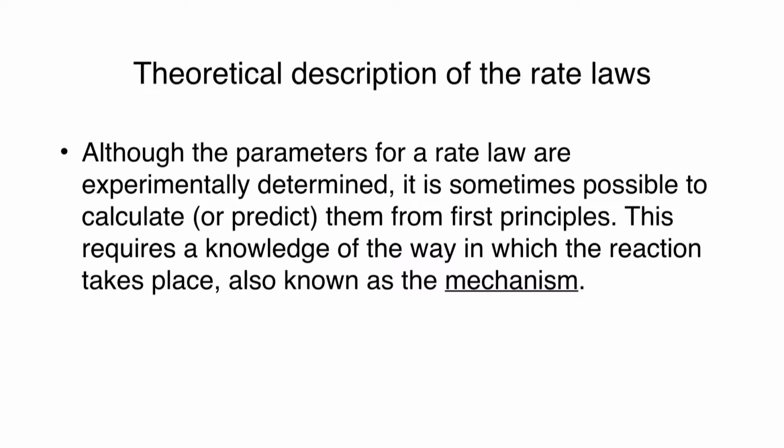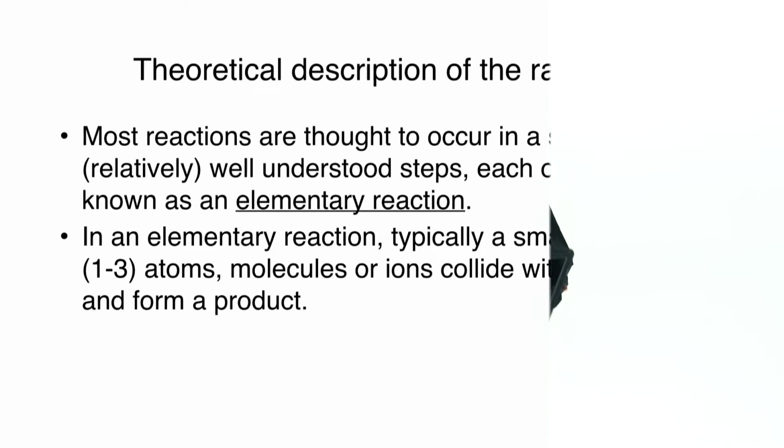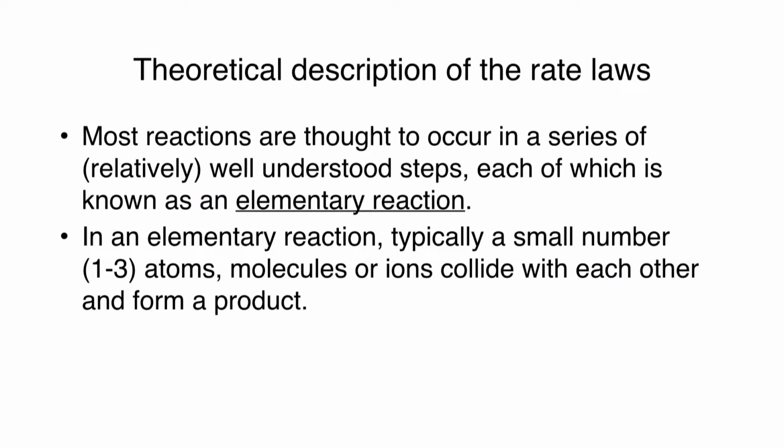This requires a knowledge of how the reaction happens, or the way in which the reaction takes place, which is also known as the mechanism of a reaction. Most chemical reactions are thought to occur in a series of well-understood steps, and each of these steps is called an elementary reaction. In an elementary reaction, a relatively small number, maybe 1 or 2 or 3 particles, interact with each other to make some kind of product. How does one particle interact with itself? It really can't, but maybe it breaks apart or dissociates.